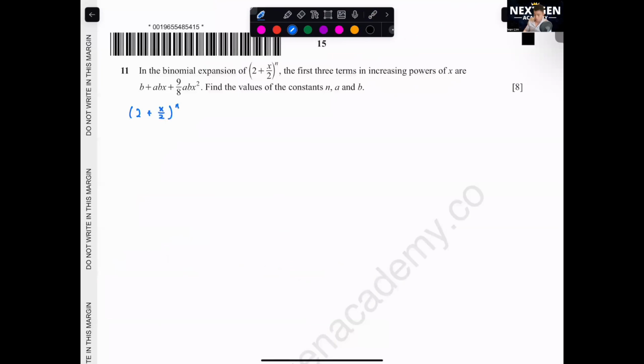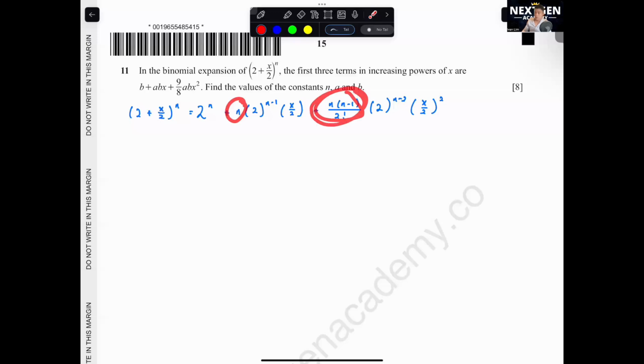So 2 plus x over 2 to the power of n equals 2 to the power of n, plus n times 2 to the power of n minus 1 times x over 2, plus, with 2 factorial at the bottom, n times n minus 1 times 2 to the power of n minus 2 times x over 2 to the power of 2. This will be the first 3 terms. You all know how to simplify this already? This is the formula. If you all don't know, you can refer back to the previous paper.